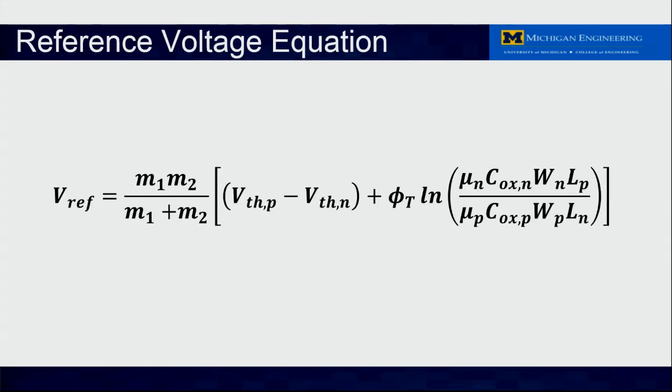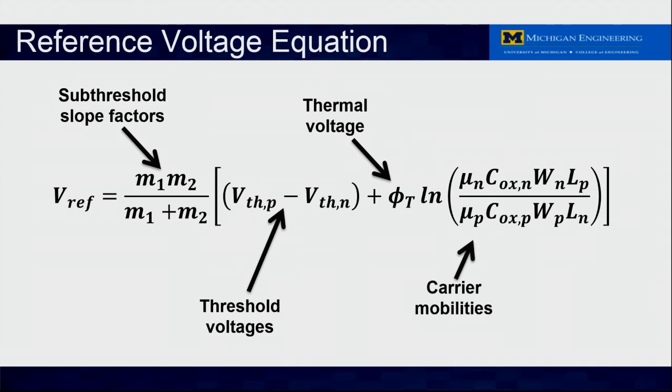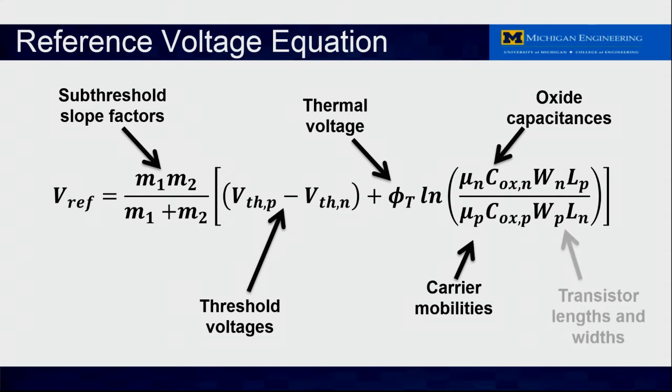Simple analysis will show that the output voltage of the 2T reference is given by the equation shown here. These n terms are referred to as the subthreshold slope factors. These terms are the transistor threshold voltages. This symbol denotes the thermal voltage. These symbols refer to the carrier mobilities, and these parameters are the oxide capacitances. Finally, the transistor lengths and widths also affect the output voltage.